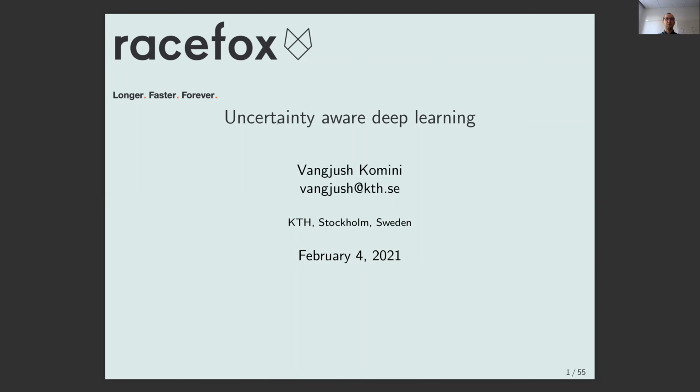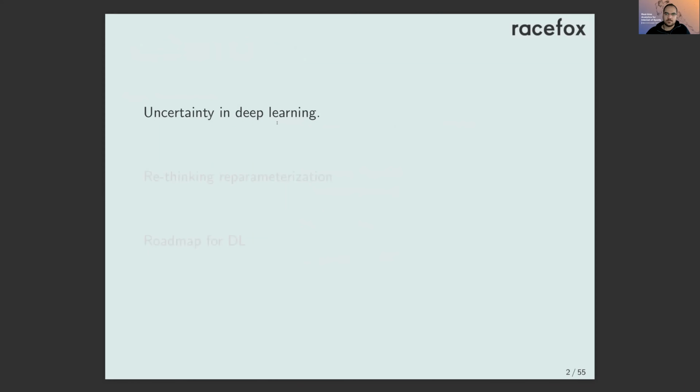And I'm going to talk about uncertainty and why we actually need it in deep learning. The presentation is going to be rather short, and I'm going to speak firstly about uncertainty and parameterization and how we can have a roadmap for deep learning.